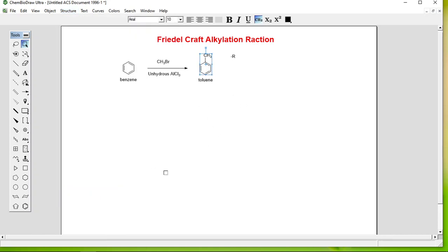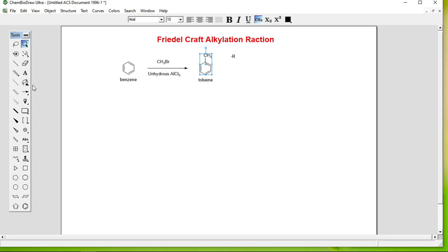Now we'll see its reaction mechanism. What are we going to see now? The reaction mechanism, how we get toluene from benzene. The reaction mechanism is nothing but the step by step explanation of your reaction.